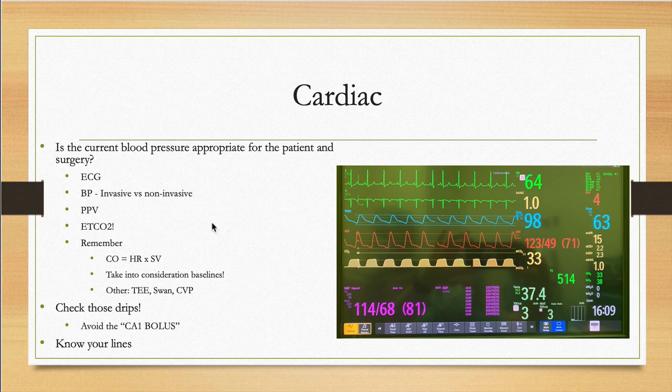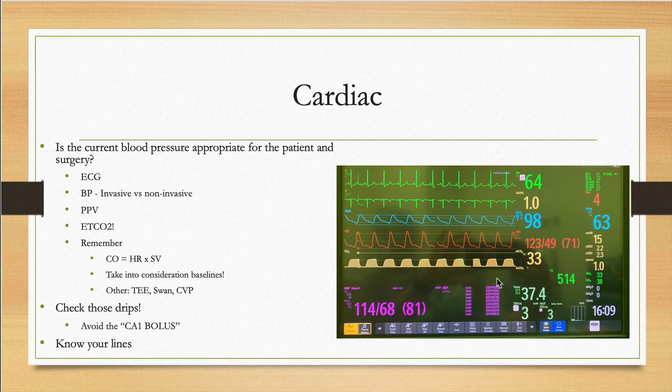Next, you can look at your blood pressure. And this monitor here has both an invasive arterial line as well as a non-invasive blood pressure cuff. Also, if you happen to have an invasive line, some monitors will actually automatically pump out a pulse pressure variation number that will help you guide fluid resuscitation.